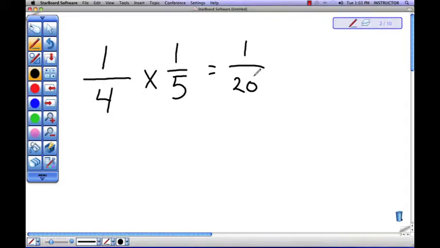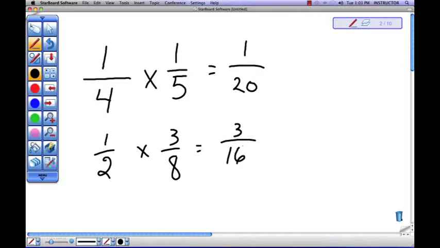Our second example, we're going to multiply 1/2 times 3/8. Again, we just multiply straight across. 1 times 3 is 3, 2 times 8 is 16. And there you have it.